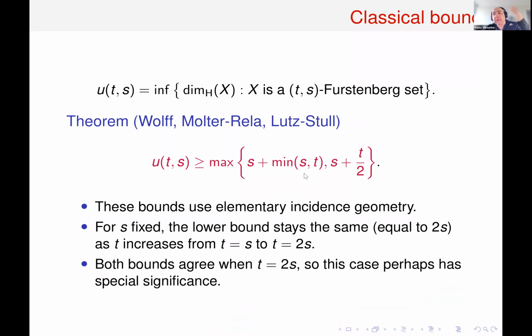Okay, so if we increase the dimension of the set of lines from s to 2s, this bound doesn't change. It's still 2s. And this shouldn't be true. Okay, so this is a bound, so it is true, but this shouldn't be sharp, because the more lines you have, the bigger the set should be if it intersects more and more lines in a large set. But this is not reflected by these bounds. And also, when you have two different bounds, an interesting case to consider is that in which they coincide, and they coincide when t is equal to 2s.